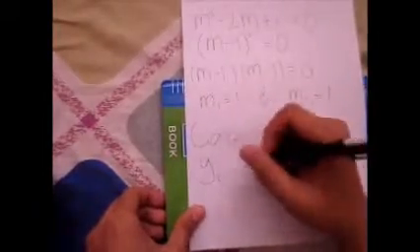Yc equals c1 e to the power of x m plus c2 x e to the power of x m.